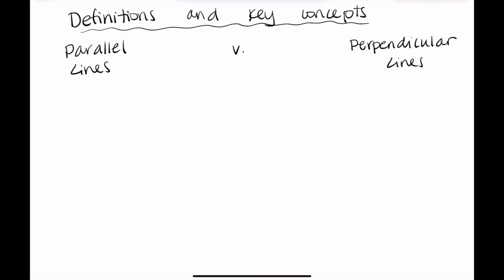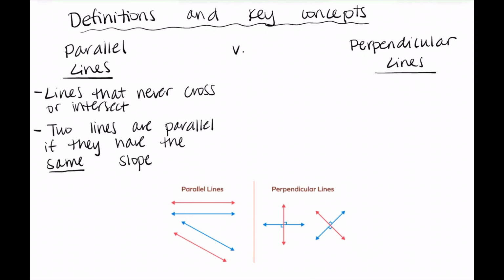We're going to start off by defining parallel and perpendicular lines. Let's start with parallel lines. Parallel lines are lines that never cross or intersect. And two lines are parallel if they have the same slope. We have a visual of parallel lines down here on the bottom.